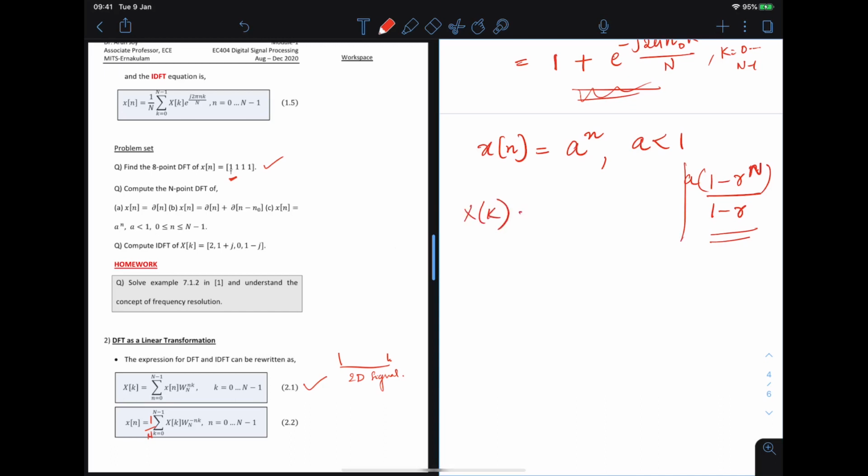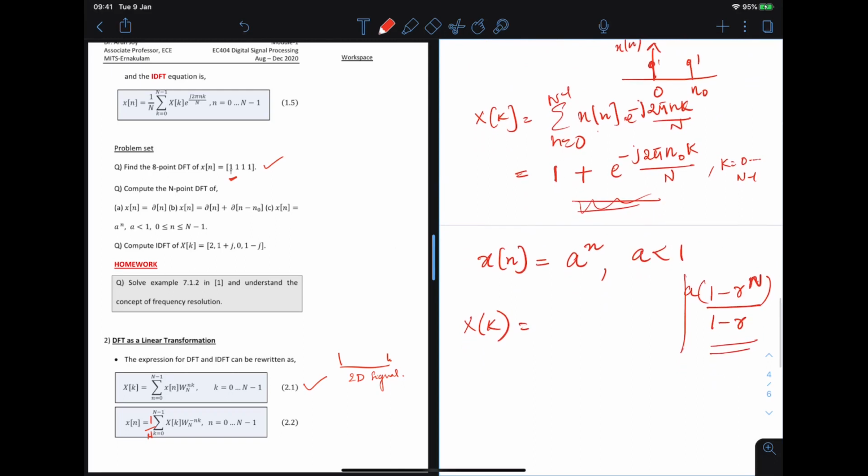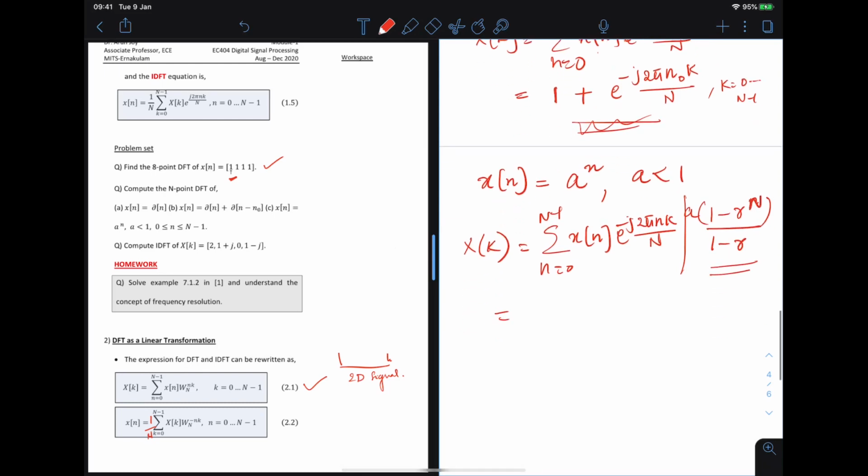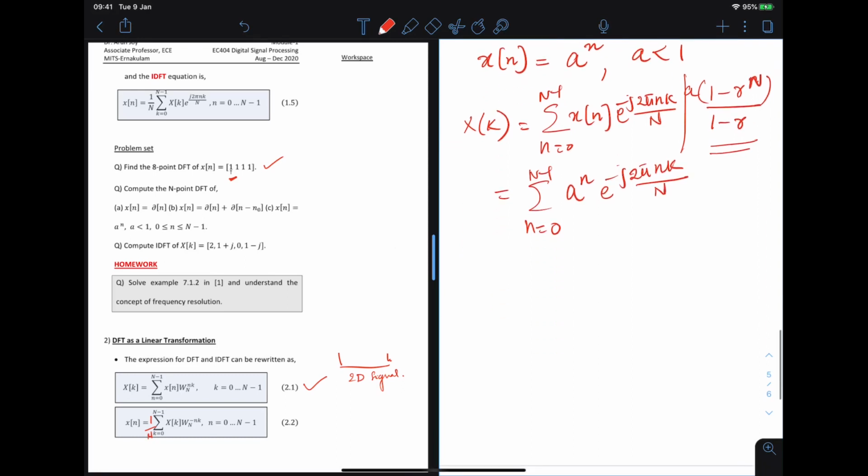In our expression for DFT, you have x of k is equal to summation n equal to 0 to N minus 1 x of n e raised to minus j 2 pi nk by N. It can be written as summation n equal to 0 to N minus 1 of a raised to n, and a into e raised to minus j 2 pi k by N, whole raised to n.